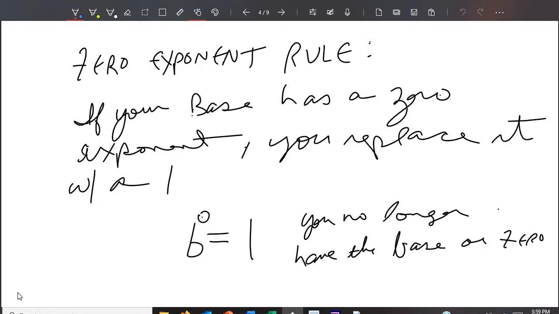Alright. When we subtract exponents, sometimes we will get a 0 as my exponent. Let me just show you over here. Suppose I had x to the 9th over x to the 9th. When I subtract the exponents, I get 9 minus 9, which is 0.